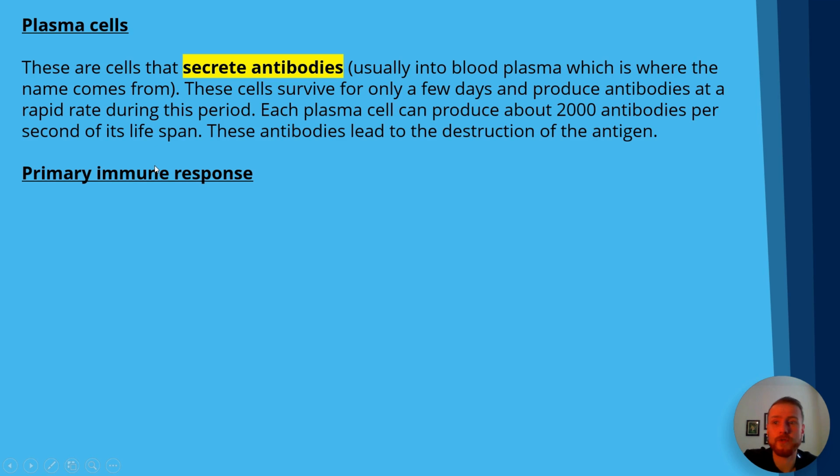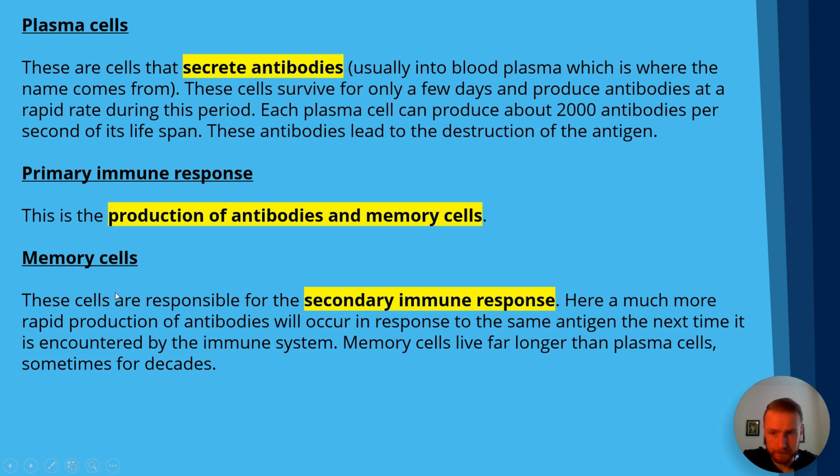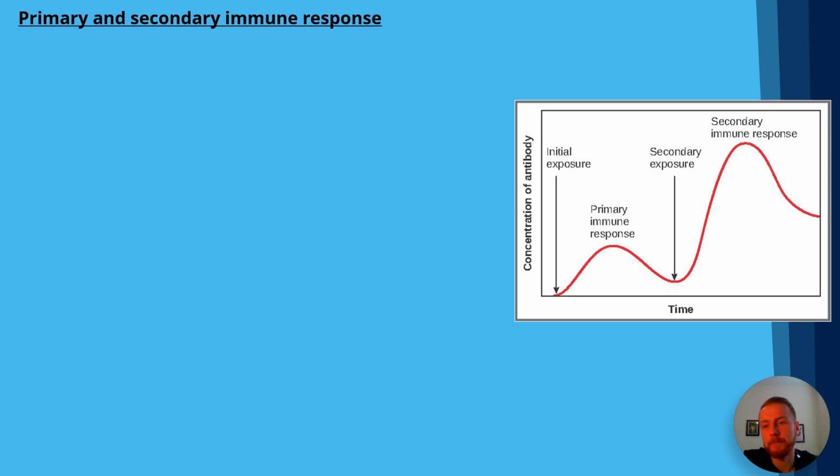Now, the primary immune response, this is the production of antibodies and memory cells, because there's no memory cells in advance of this. The memory cells are then responsible for the secondary immune response, and here a much more rapid production of antibodies will occur in response to the same antigen the next time it's encountered by the immune system. And memory cells live far longer than plasma cells, sometimes for decades. Now, this explains why you can have immunity for long periods of time.